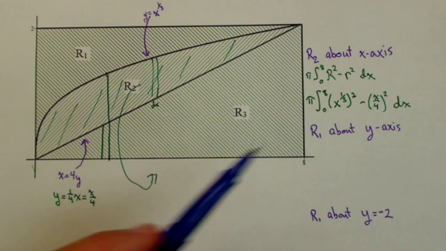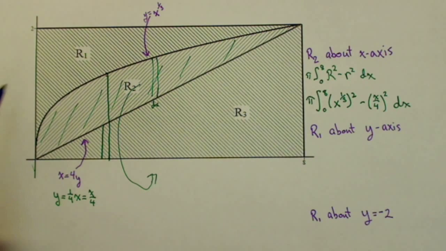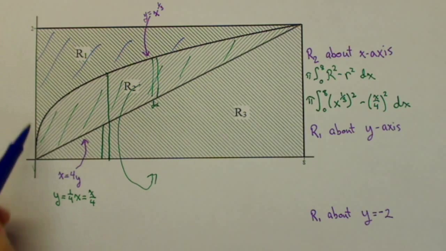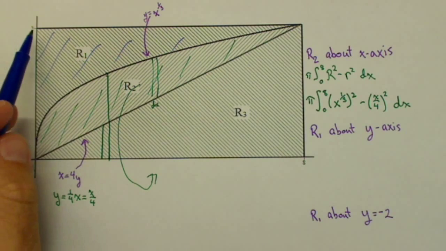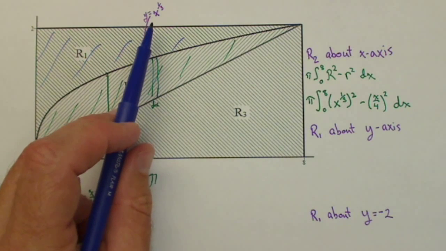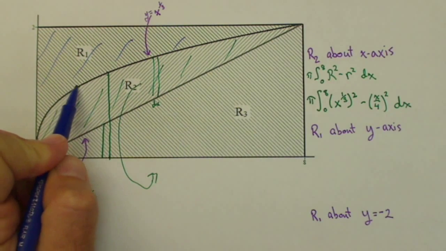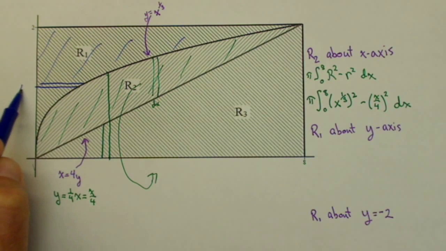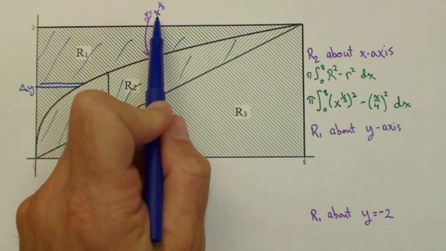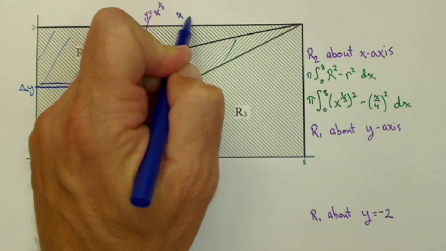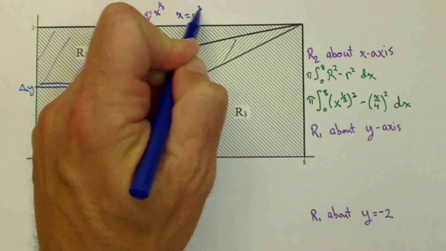Next one, we're going to do region 1 around the y-axis. So that's this region up here. It's bound by the y-axis, the line y equals 2, and this function y equals x to the 1/3. But now since we're going around the y-axis, our slice is going to go this way, which is going to be a delta y. So we're going to want this solved in terms of y, which is x equals y cubed.